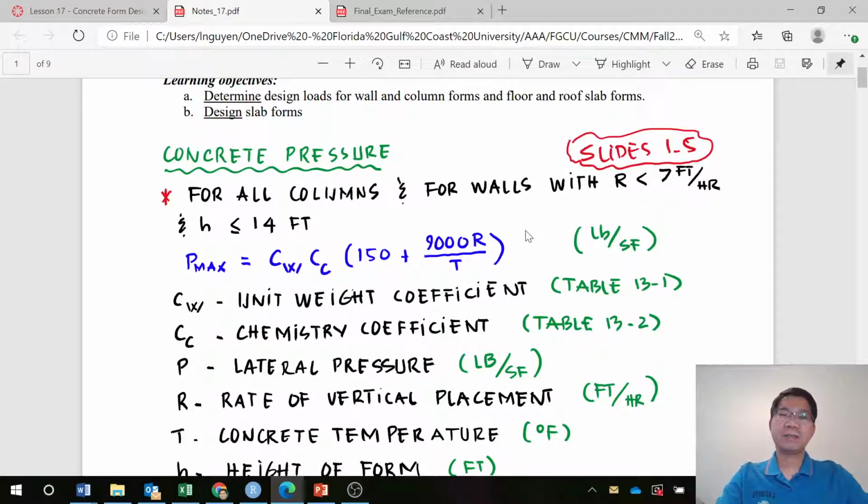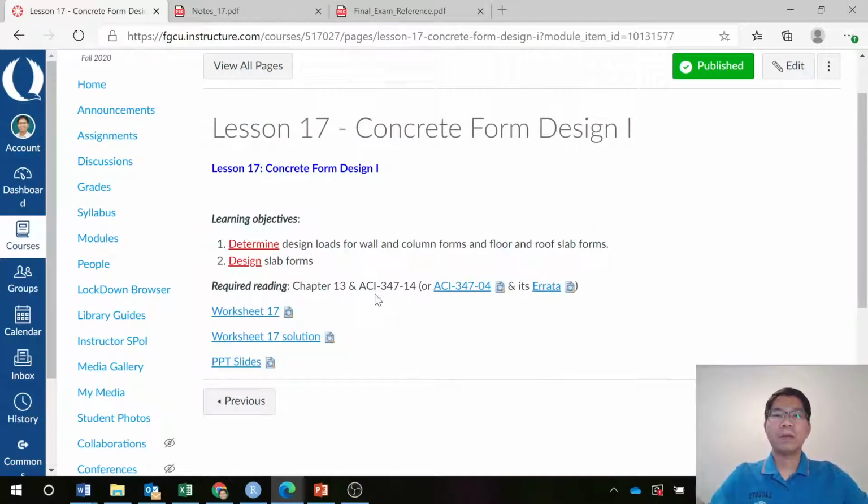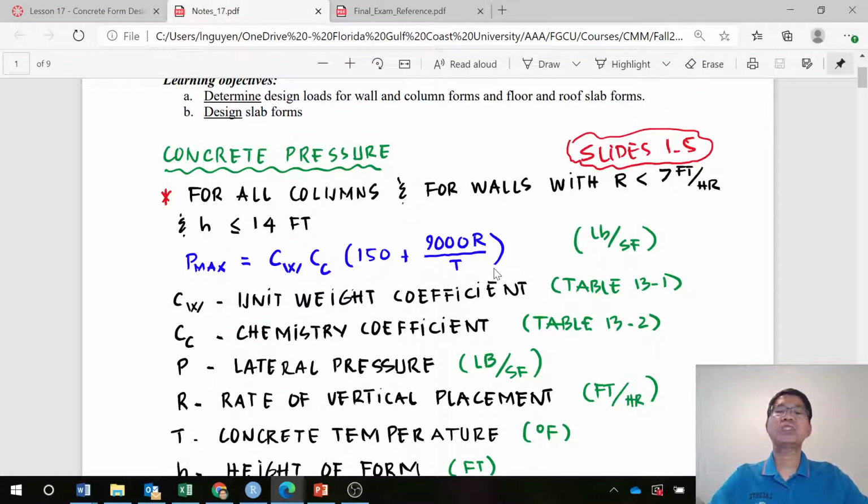So concrete pressure, as I mentioned, concrete when it is fresh is like a fluid. It has horizontal load pressure on the surface it contacts, in this case the formwork. So how to determine that? We use ACI 347, the American Concrete Institute standard 347. We can determine the pressure due to the concrete on the vertical wall. It means the columns and walls. How? There are a few equations involved, depending on the scenarios.